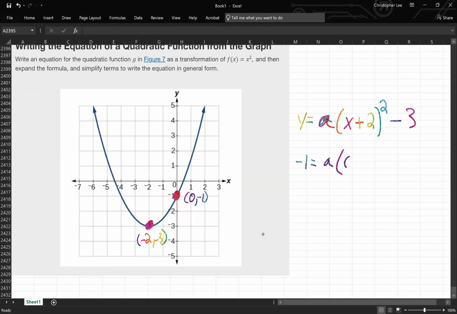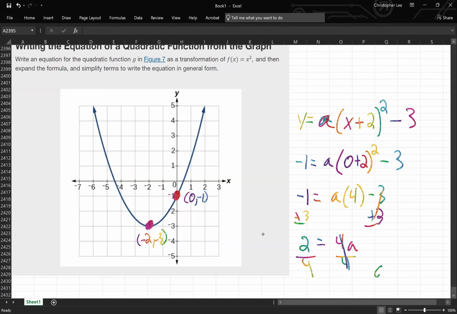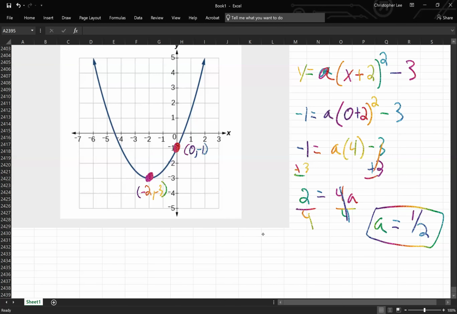So my Y here is -1, which is equal to A times my X, which is 0, plus 2 squared, minus 3. Let's do the math on this. -1 is equal to A. 2 squared is what? 4. So I'm going to say times 4 minus 3. Let's add 3 over here, or we do to one side, we do to the other. So I have what? 2 is equal to 4A. Let's divide by 4, divide by 4. So I have A is equal to 1/2, right? Rewrite this, my final answer, Y is equal to 1/2 times X plus 2 squared minus 3.